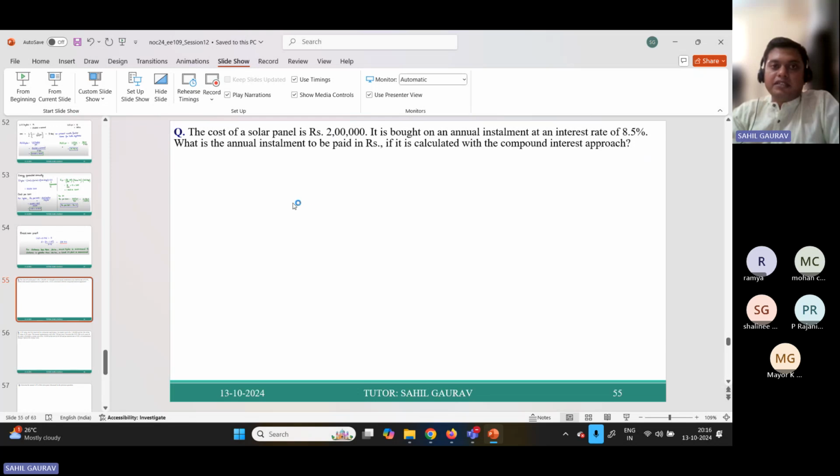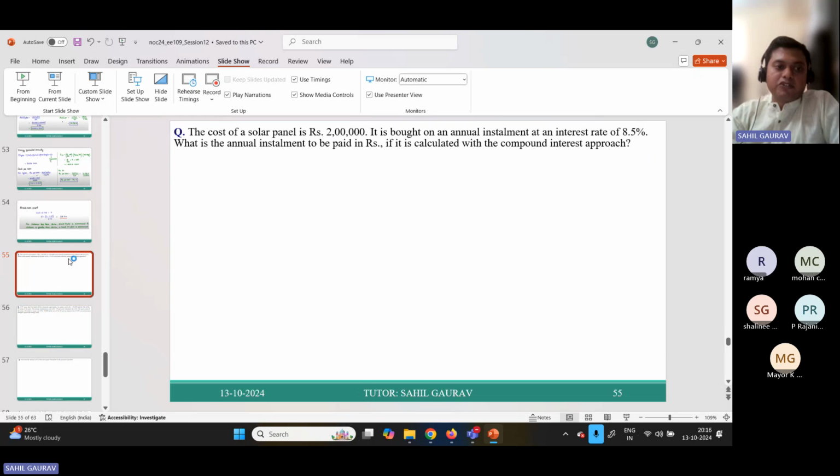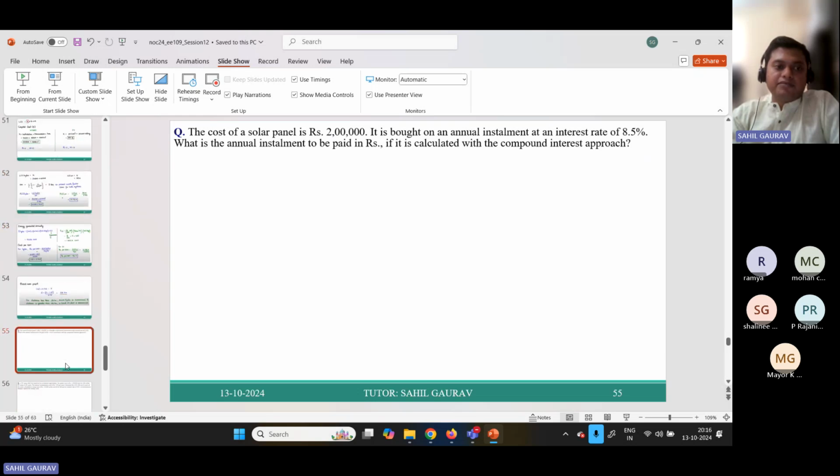Now coming to the last part, there are some problems we will solve, and then we will close today's session. So here this first problem: cost of solar panel is rupees 2 lakh. It is paid as an annual installment at an interest rate of 8.5%. What is the annual installment to be paid in rupees if it is calculated with compound interest approach? So till here, anything you want to ask, any doubt?